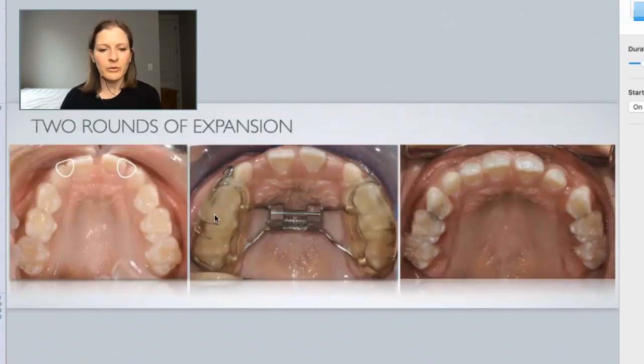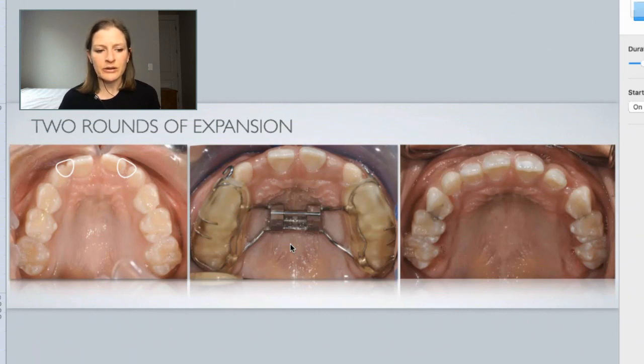So this happens to be a bonded expander, which tends to be a nice appliance for a younger kid. Today, I probably would have used a Hyrax expander. But here's a bonded expander, and we did one round. And each appliance opens up to about 11 millimeters at the jack screw level.